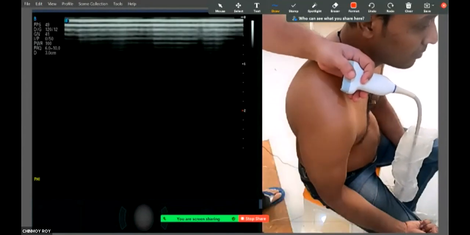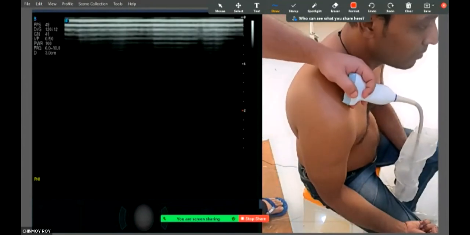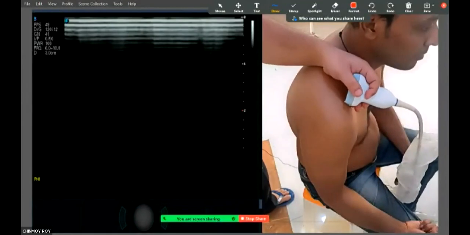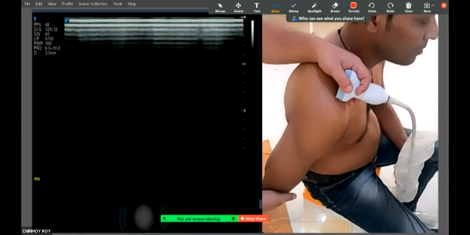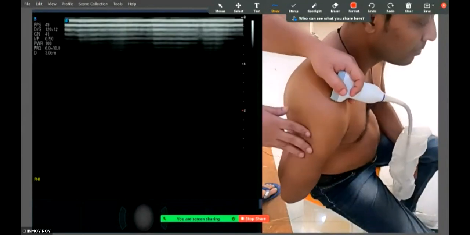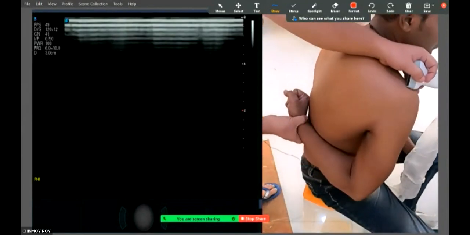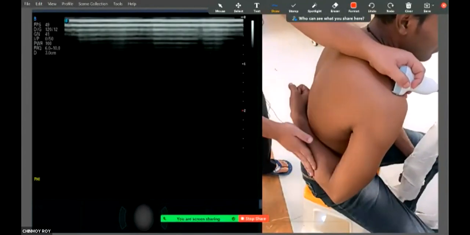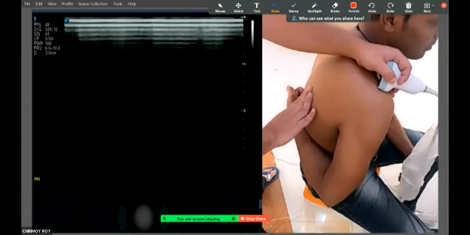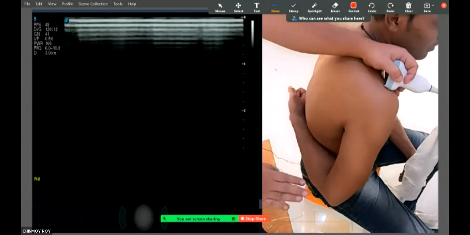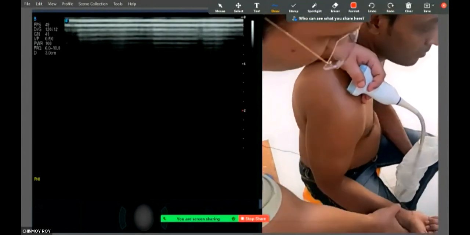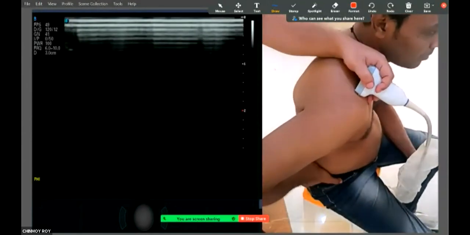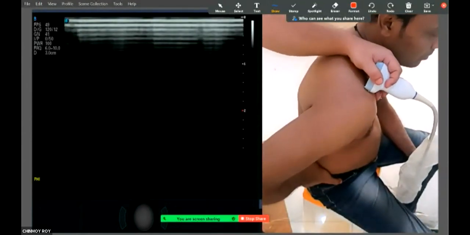Then some other positions are there. One is the cross position and one is the modified cross position. So this is the cross position. In this way, when he puts his hand, this is the position. This is called the cross position. I will tell you later why we are doing this cross position. And the modified cross position is when he puts his hand like this. So this is the modified cross position.